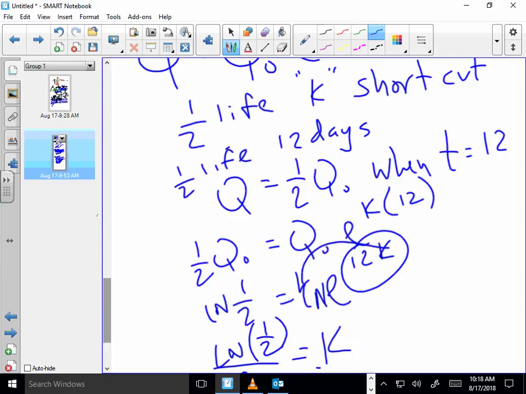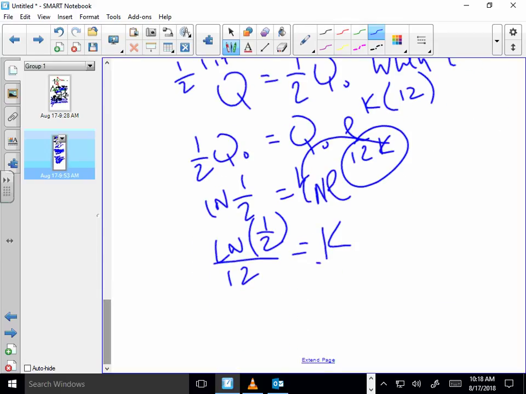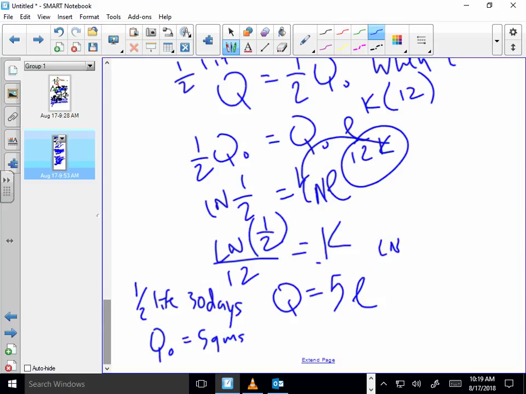In this problem, I'm a little stuck for time, but I could give you a problem. So if I knew that the half-life was 30 days, and I started with 5 grams of a substance, I could come quickly to writing the equation Q equals 5e to the ln of a half over 30t. And so there I have my model.